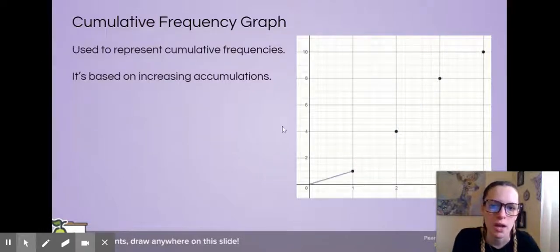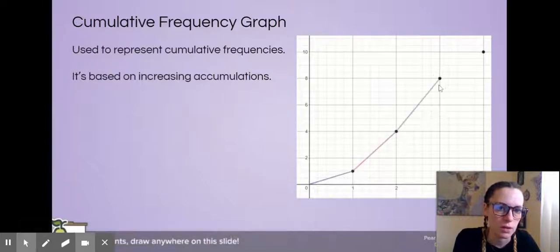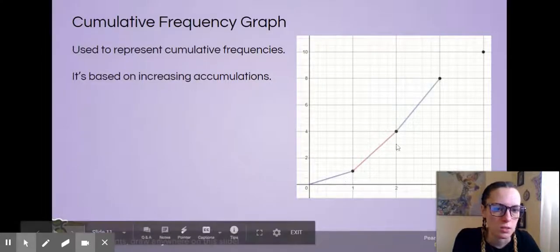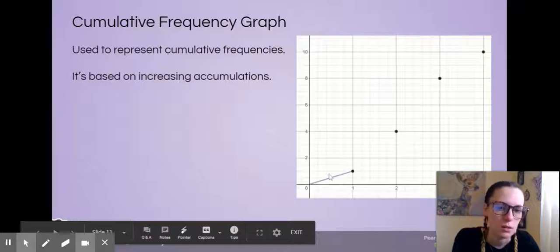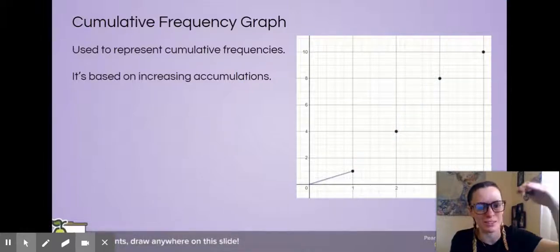them. So how we graphed this one is, if you see these 4 dots, those represent the cumulative frequencies we found. So the data value of 1 had a cumulative frequency of 1. Next, the data value of 2 had a cumulative frequency of 4. 3 had a cumulative frequency of 8. And 4 had a cumulative frequency of 10. So once you have those 4 points plotted, you're just connecting them with straight lines, always starting from 0, 0, or from the origin. So it will always be increasing the entire time because you kept increasing the accumulations.